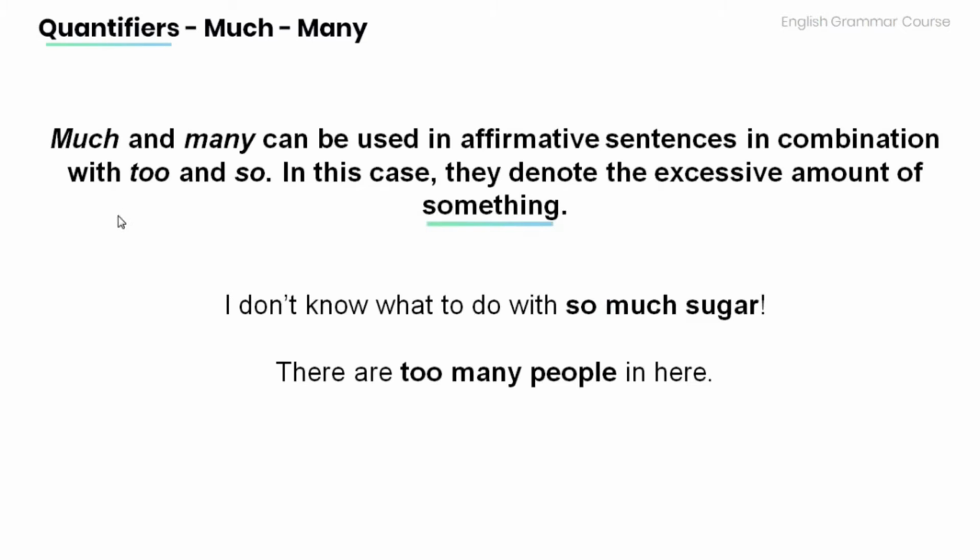Note that much and many can be used in affirmative sentences in combination with too and so. Now, in this case, they denote the excessive amount of something. Have a look at the examples below. I don't know what to do with so much sugar. Now, in this sentence, the combination denotes the excessive amount of sugar. And in this sentence, there are too many people in here. The combination of too and many denotes the excessive amount of people in here.